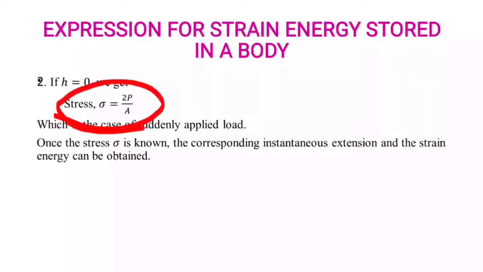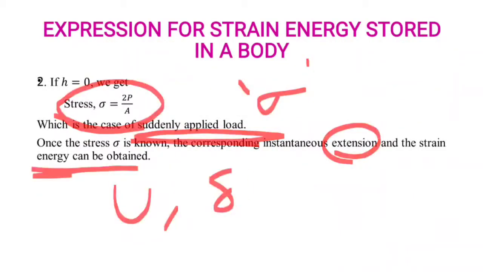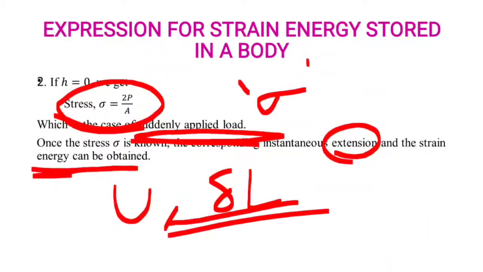Then the stress value will be 2P by A, which is the case of suddenly applied load. Once the stress sigma is known, the corresponding instantaneous extension and the strain energy can be obtained. If you know the sigma value, we can easily calculate the strain energy U value and extension delta L value in this case.